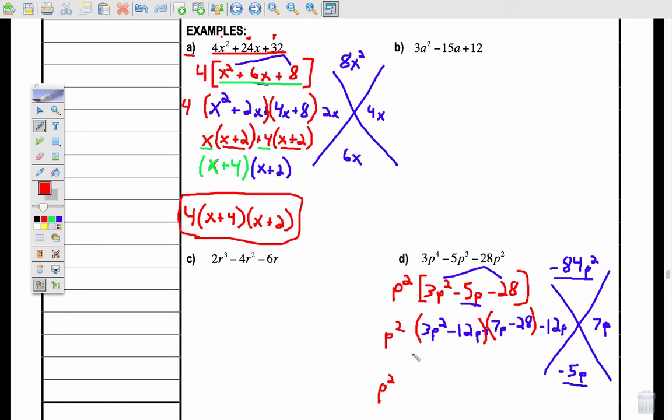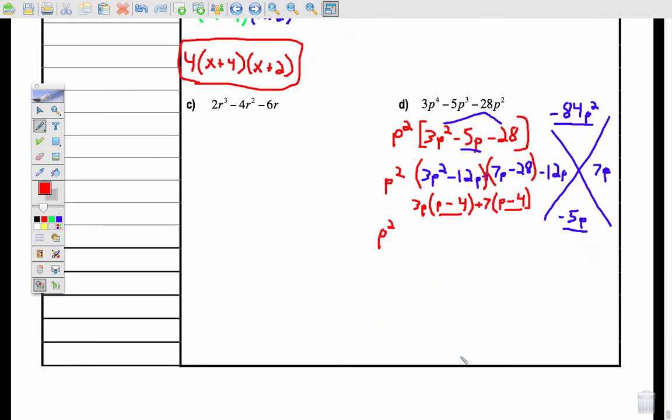We can factor out a 3p, which would give me just a p here, and over here minus 4, because 3 times negative 4 would give me minus 12p. Over here we can factor out a positive 7, which would give me again p minus 4. P minus 4, p minus 4, those are the same, so we're good.